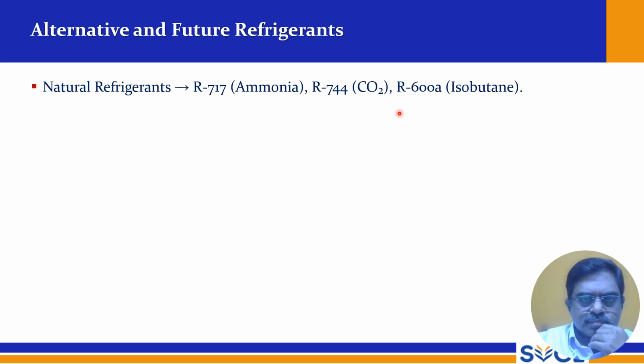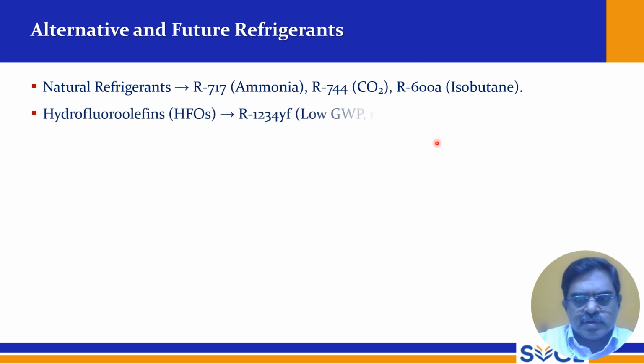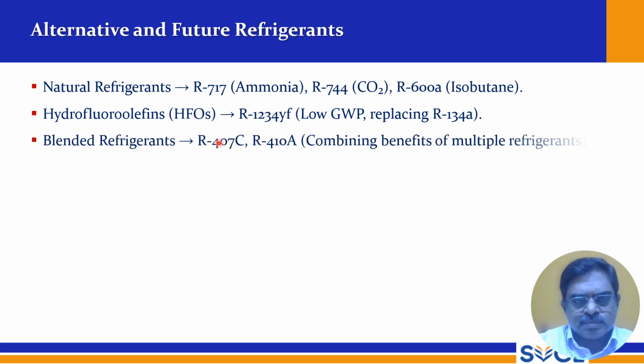Alternative and future refrigerants. Natural refrigerants, that is R717 ammonia, R744 CO2, R600A isobutane. We have hydrofluoroolefins, HFOs. This is R1234YF, low GWP, replacing R134A. So HFOs are becoming popular nowadays.